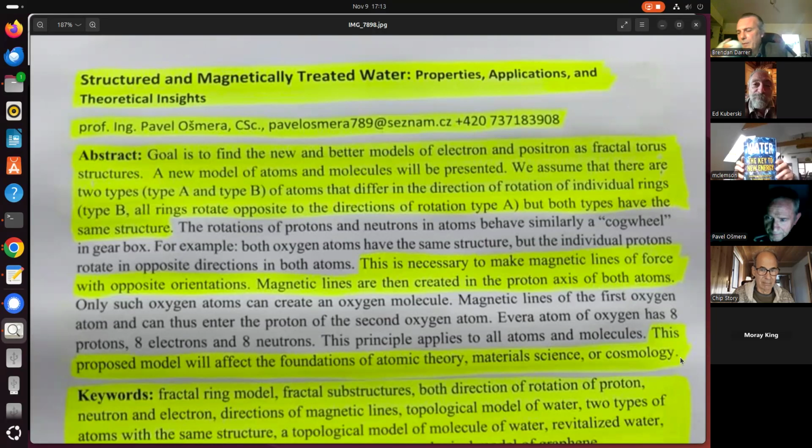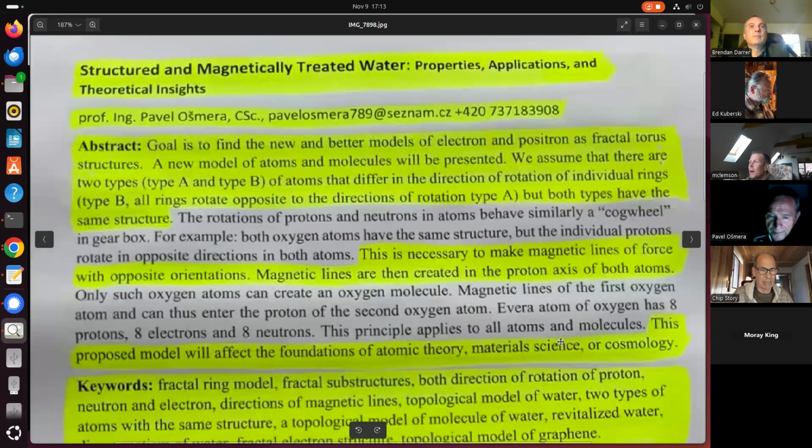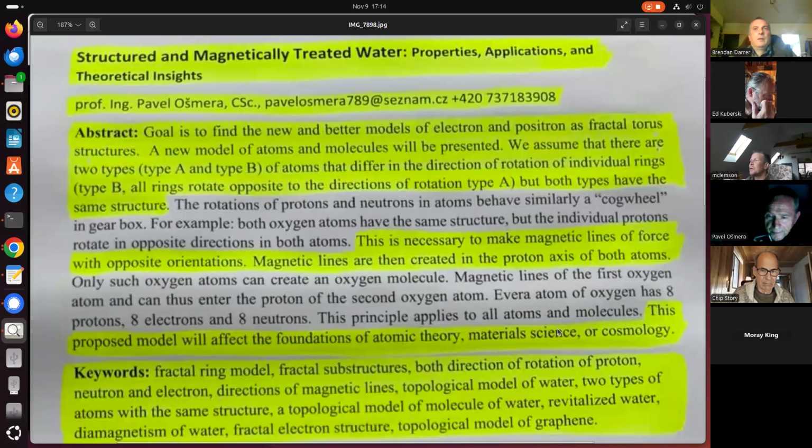Yep, great book. All right, I'll get started here, and please stop me at any time. Structured and Magnetically Treated Water: Properties, Applications, and Theoretical Insights by Pavel Osmera, and his email and phone are listed right there. Abstract. The goal is to find new and better models of electrons and positrons as fractal torus structures.